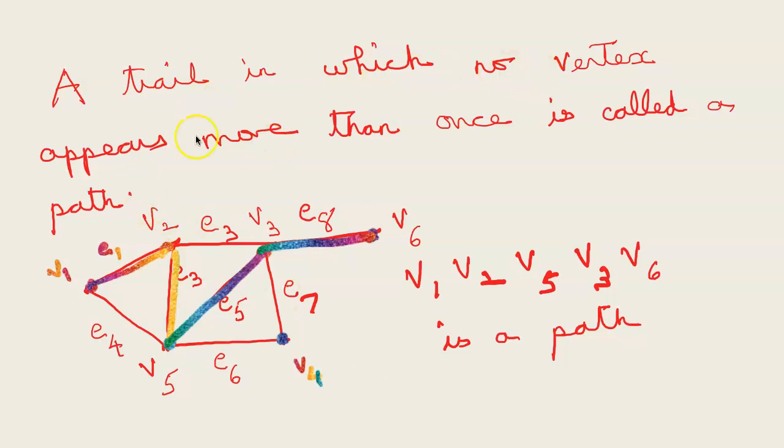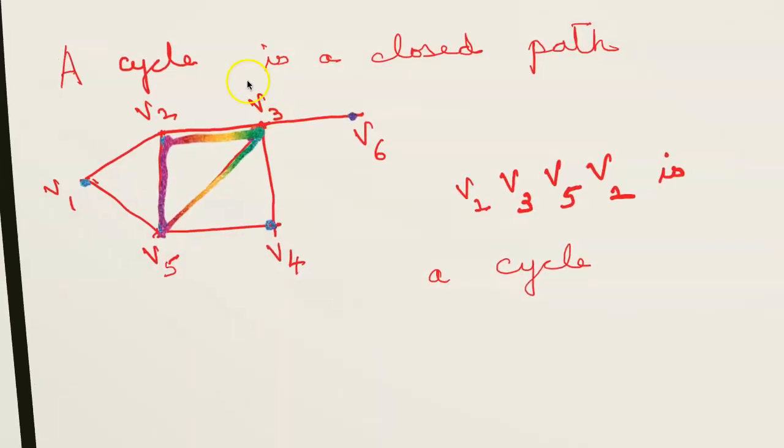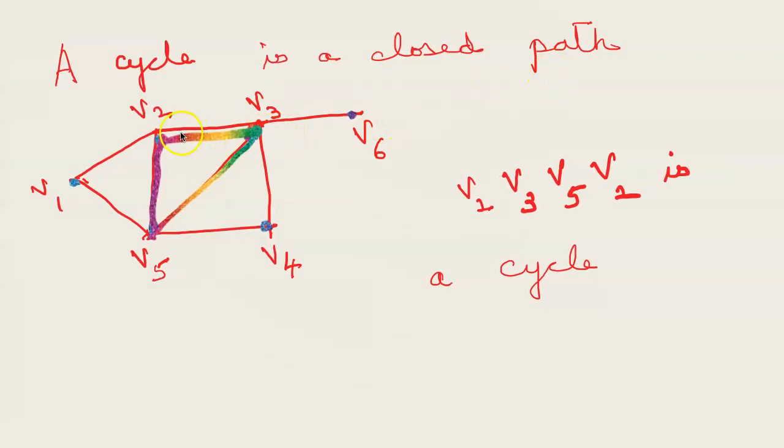A trail in which no vertex appears more than once is called a path. V1, V2, V5, V3, V6. This is a path. No vertex is repeated more than once. And a cycle is a closed path. V2, V3, V5, V2. This is a cycle.